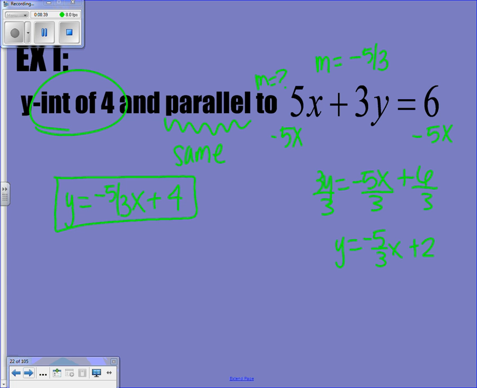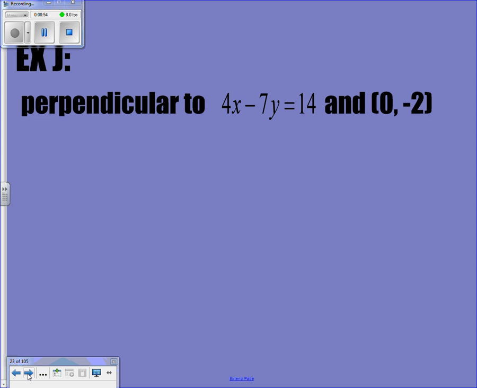If this is kind of confusing to you, go ahead and graph that on your graphing calculators. You could graph this first equation over here, and then the second equation over here, see if they're parallel. And if they're not, then I did something wrong, but I'm pretty sure I'm right on this one. Okay, so then let's take a look at J.